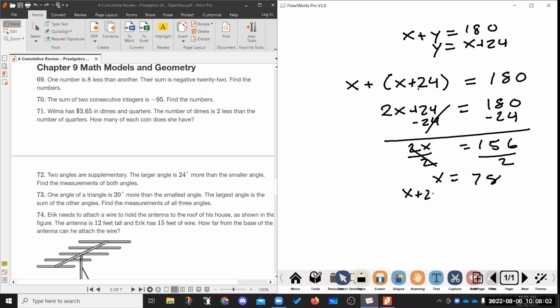x plus 24 is going to be 102. And those are going to add together to be 180 degrees. Problem number 73.